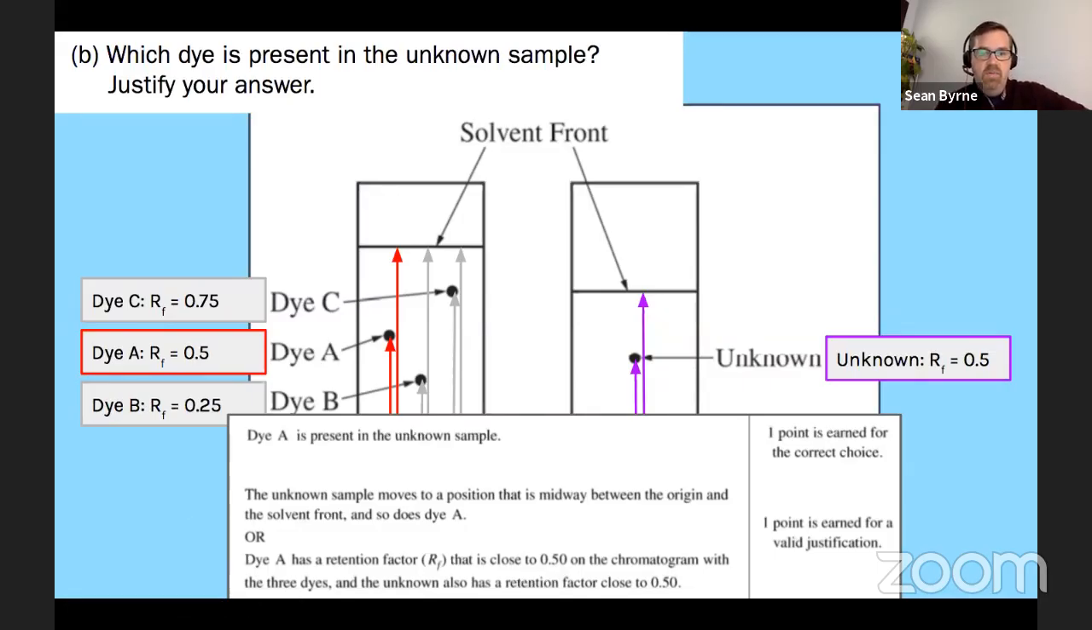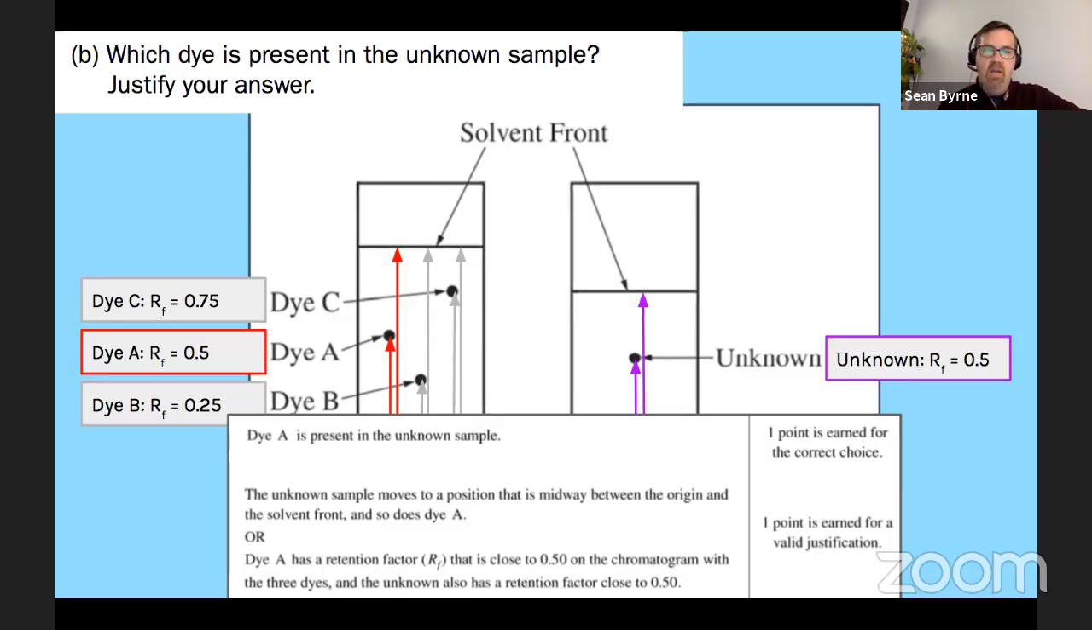The unknown sample moves to a position that is midway between the origin and the solvent front, and so does dye A, right? That's a little more qualitative, not quite as quantitative, saying the same thing as we've said. But I like the second explanation: dye A has a retention factor that is close to 0.5 on the chromatogram with the 3 dyes, and the unknown also has a retention factor close to 0.5. I'm comfortable with that second one a little bit more, but we needed to have some clear justification there.